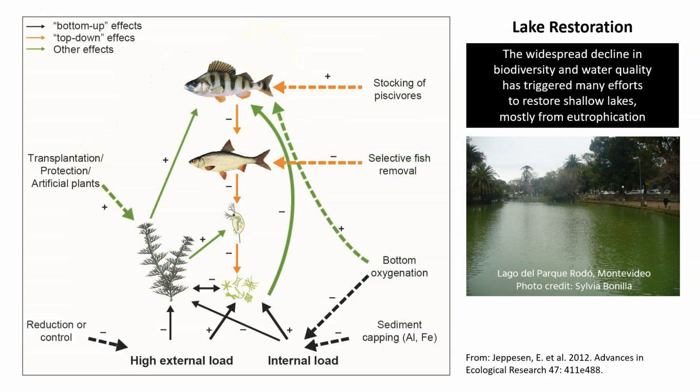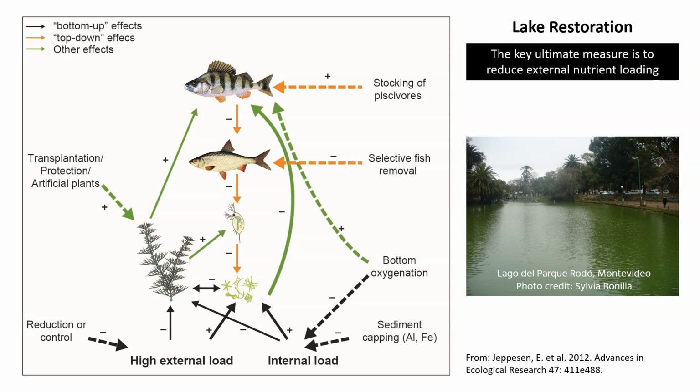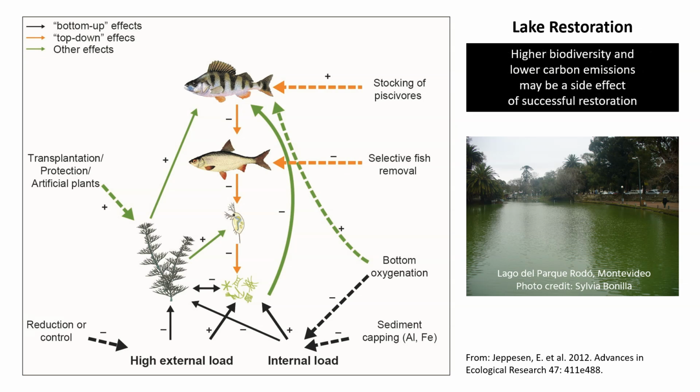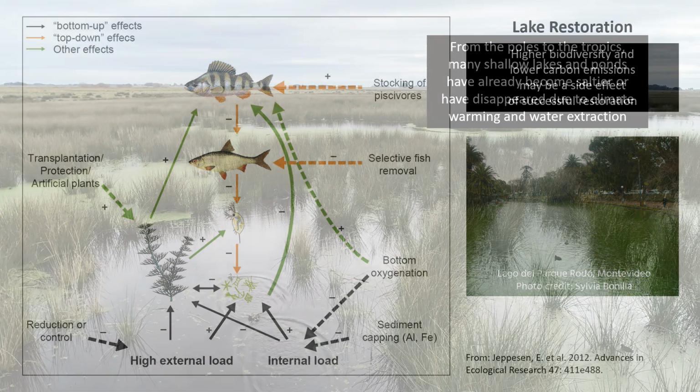The widespread decline in biodiversity and water quality has triggered many efforts to restore shallow lakes, mostly from eutrophication. The key ultimate measure is to reduce external nutrient loading. Higher biodiversity and lower carbon emissions may be a side effect of successful restoration.